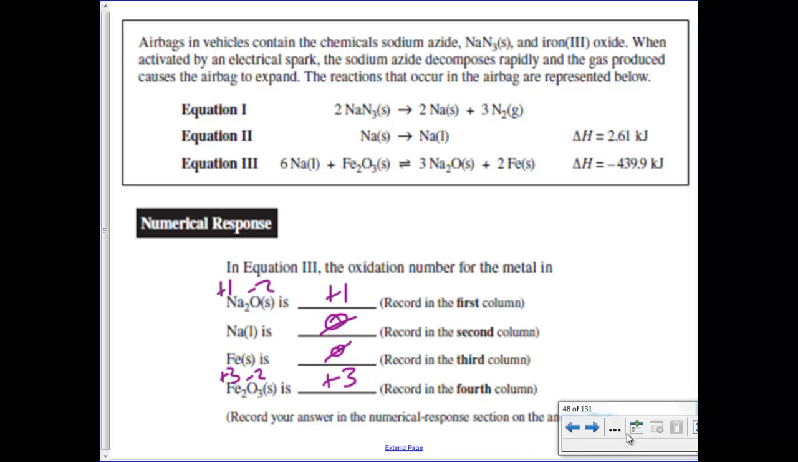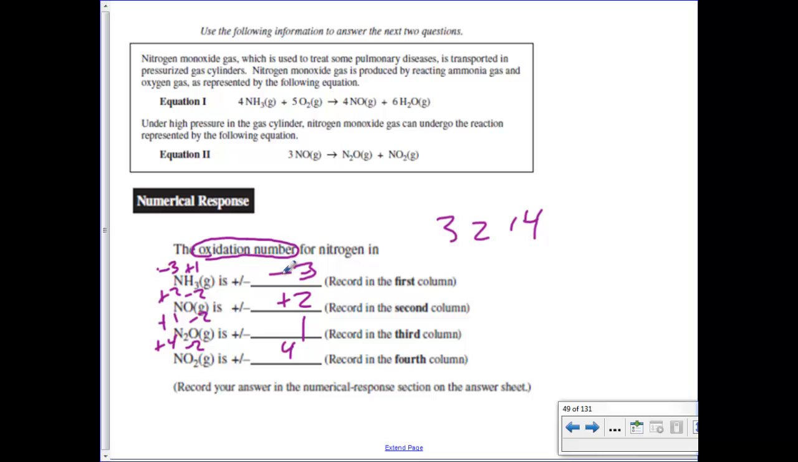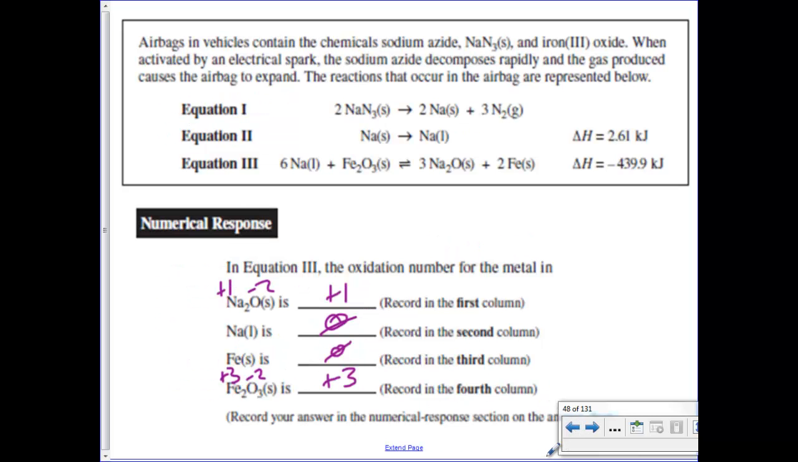Oxidation numbers could be -2. In this one right here, we had a -3. They could be positive or negative, I guess. I don't get why it's 0 though, because isn't Na metal itself just +1? Well, no, Na as an ion is +1, but we're talking about Na in an elemental form.